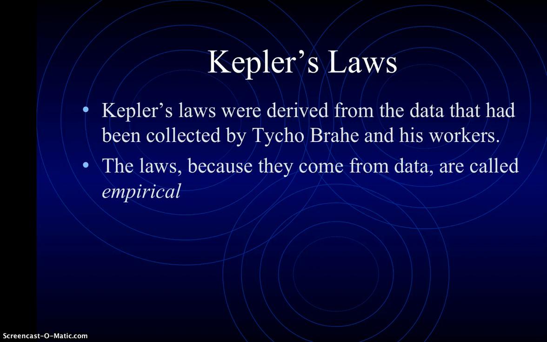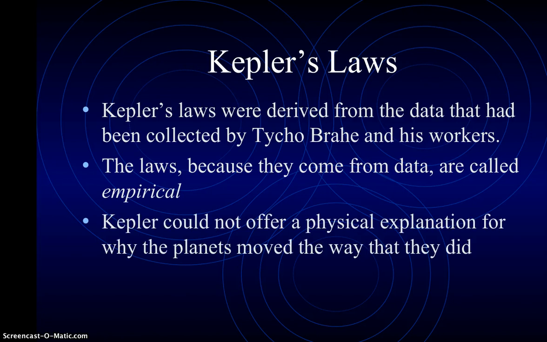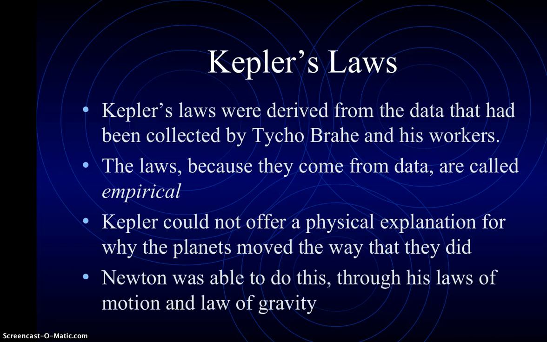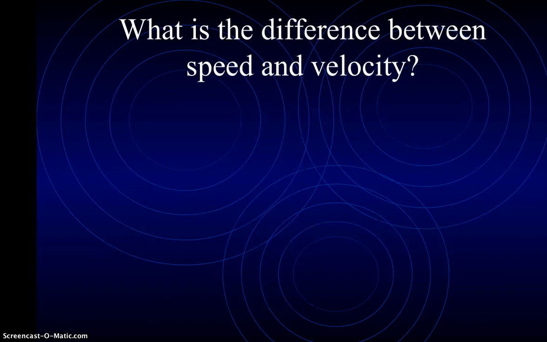His laws, because they were based totally on data without any physical explanation, are called empirical laws. To be honest, Kepler could not offer a physical explanation for why the planets moved the way they did. All that he knew is that the data told him that this was how they moved. We will see that Newton was able to explain the motion of the planets through his laws of motion and gravity. So, there are some terms that we need to understand before we move on.